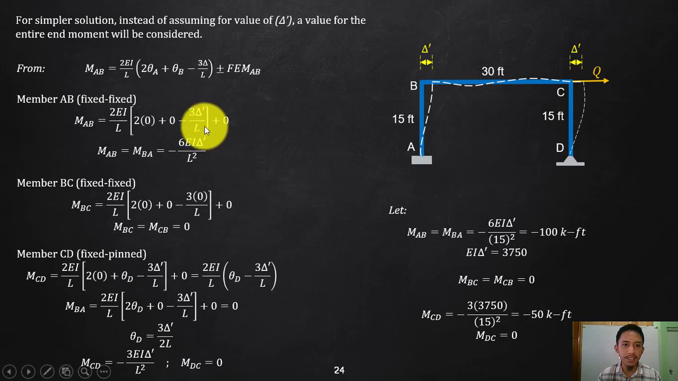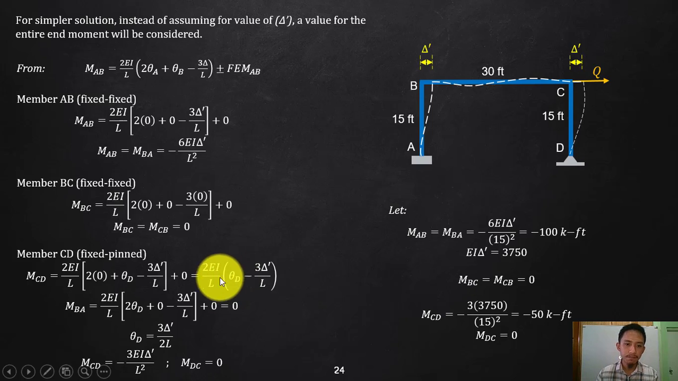However, again, if there is a delta involved, you will end up there with negative 6EI, whatever that delta is, all over L squared. Now to your member CD, this is now a fixed pin or a fixed simple support. It could be a fixed pin or it could be a fixed roller. The effect is the same. In your CD, the only change from your AB is that in fixed both thetas are 0, while in your fixed pin there is now rotation at D. Again, delta is positive going to the right, so that will remain negative. So you will end up with this equation.